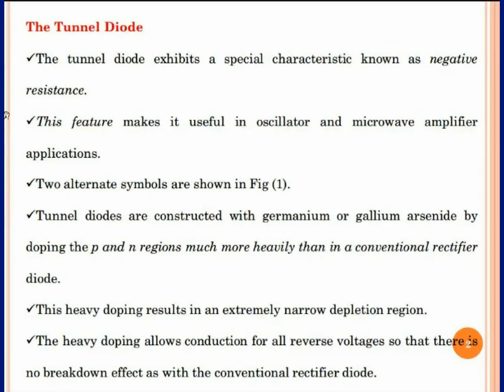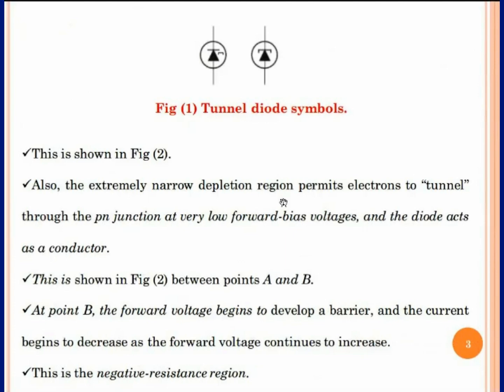Tunnel diodes. The tunnel diode exhibits a special characteristic known as negative resistance. This feature makes it useful in oscillators and microwave amplifier applications. Two alternate symbols are used, which can be seen in this figure. The tunnel diode symbol is this. Either you can use this symbol or this symbol.